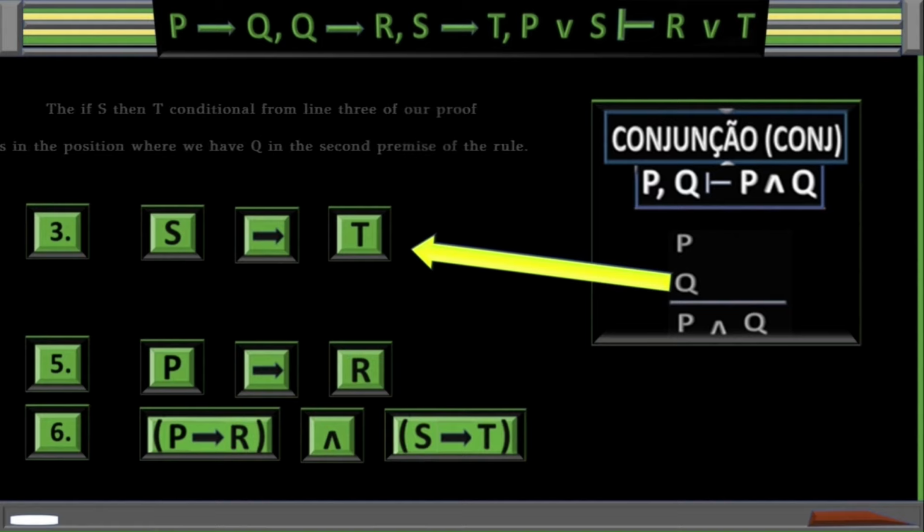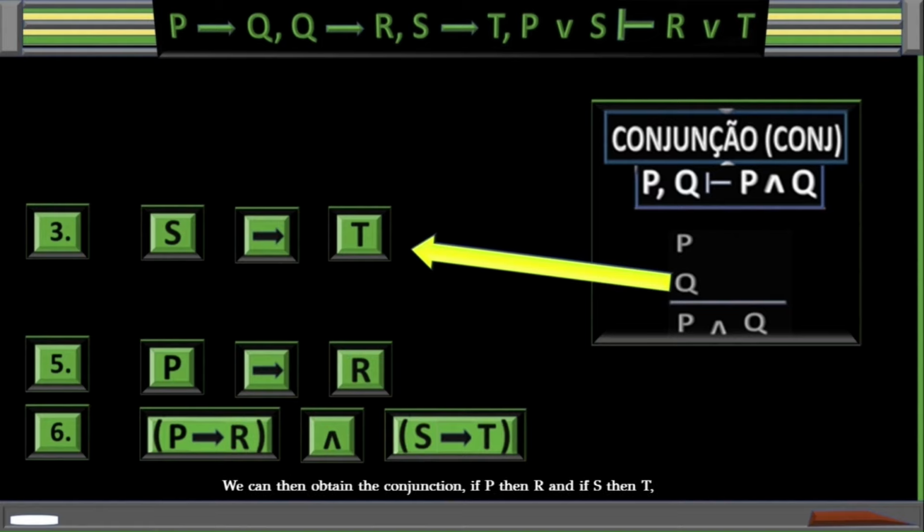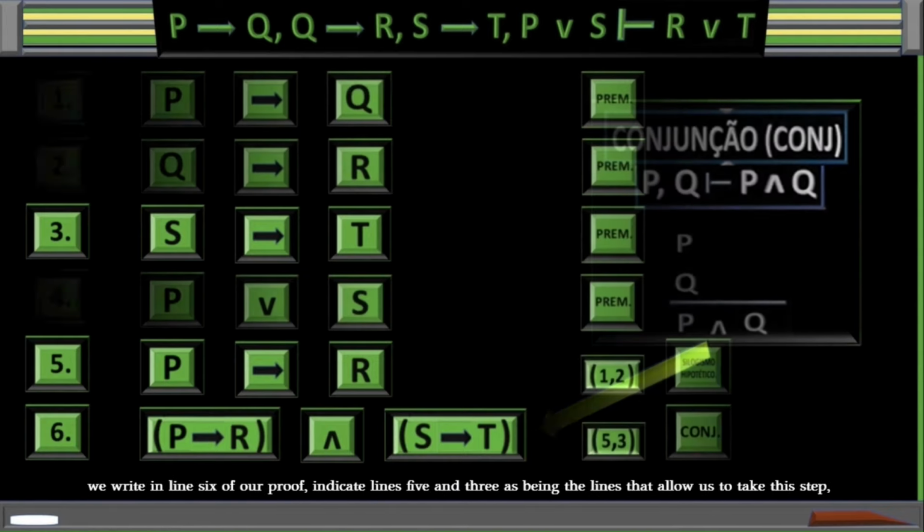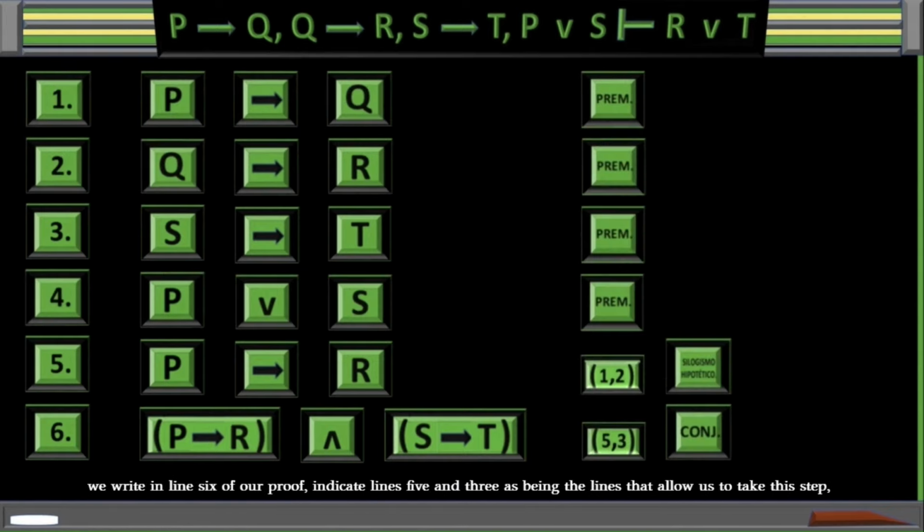We can then obtain the conjunction if P then R and if S then T. We write it in line 6 of our proof, indicate lines 5 and 3 as being the lines that allow us to take this step, and justify this step with the rule of inference conjunction.